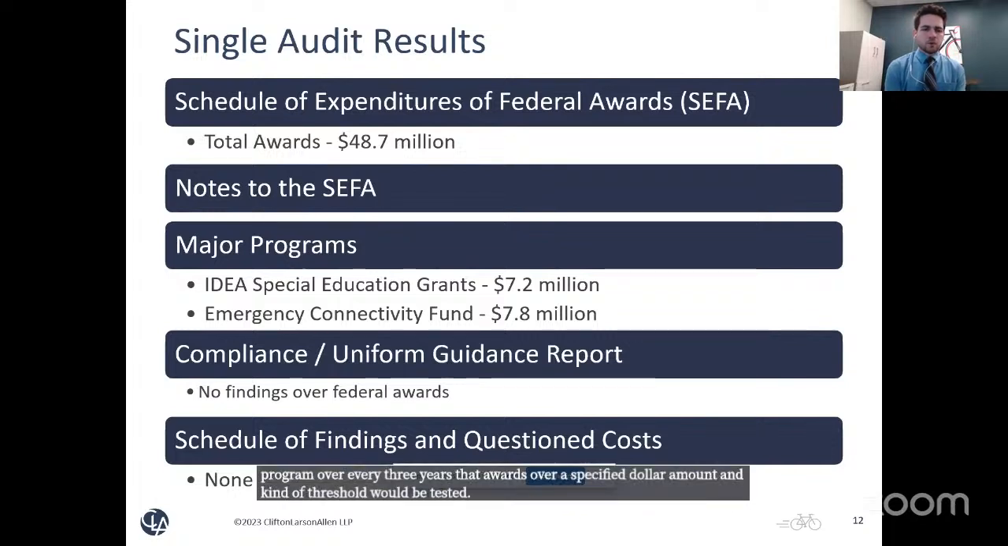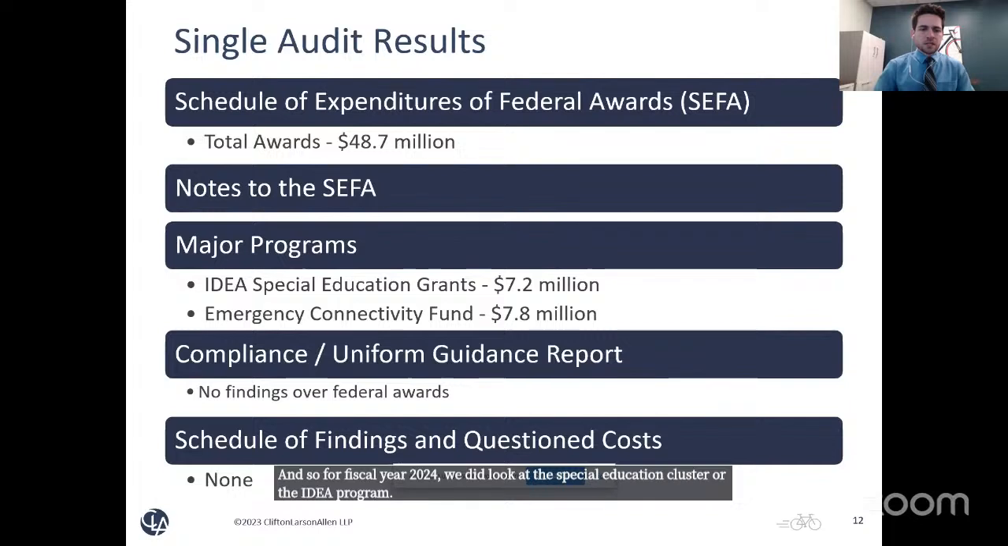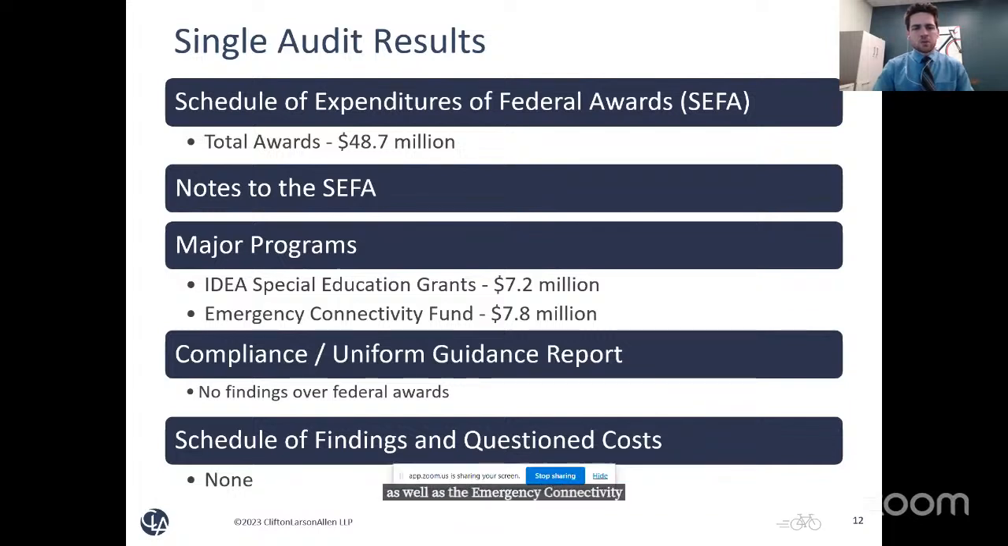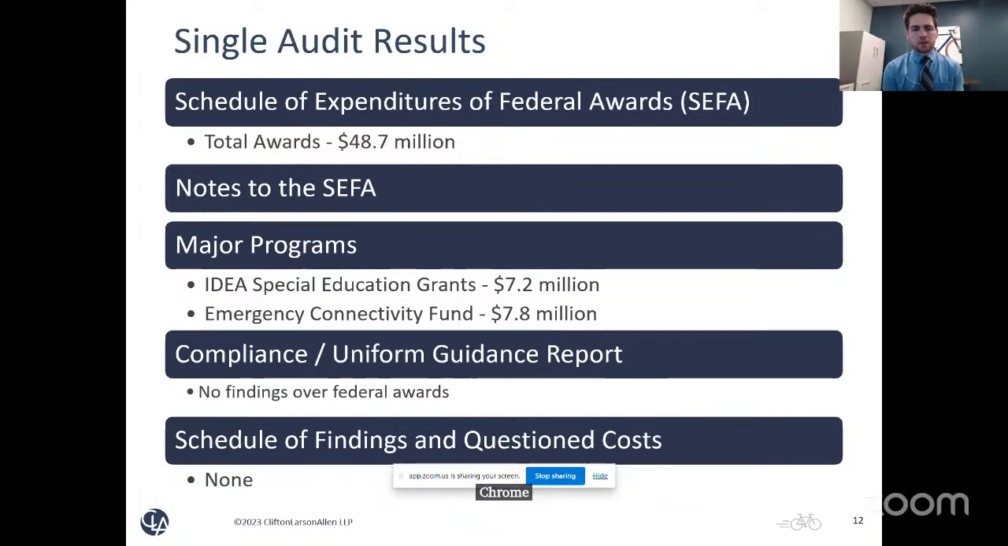And so for fiscal year 2024, we did look at the special education cluster, or the IDEA program, as well as the Emergency Connectivity Fund, which was used by the district primarily to purchase a number of Chromebooks for students and faculty. So those were the two programs that we looked at.